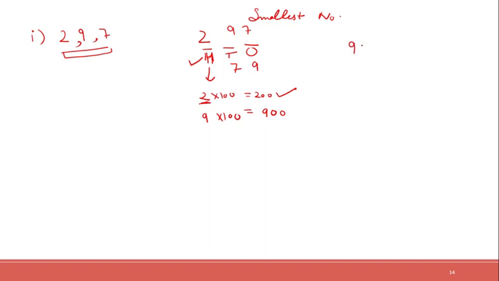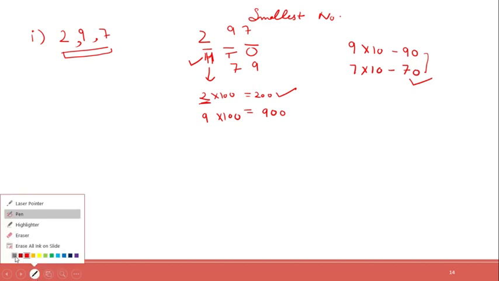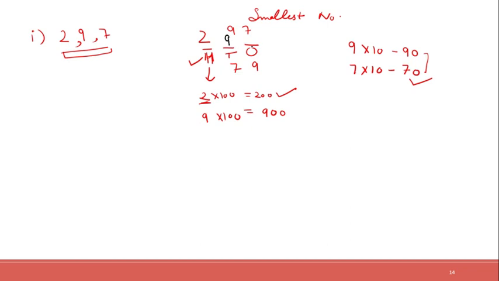So what do you think? 9 into 10 and 7 into 10, which one will be the greatest and which one the smallest? Here 9 into 10 will become 90. Here 7 into 10 will become 70. Obviously 70 is smaller than 90, right? So at the tens place we will write 7, because 70 is smaller than 90.